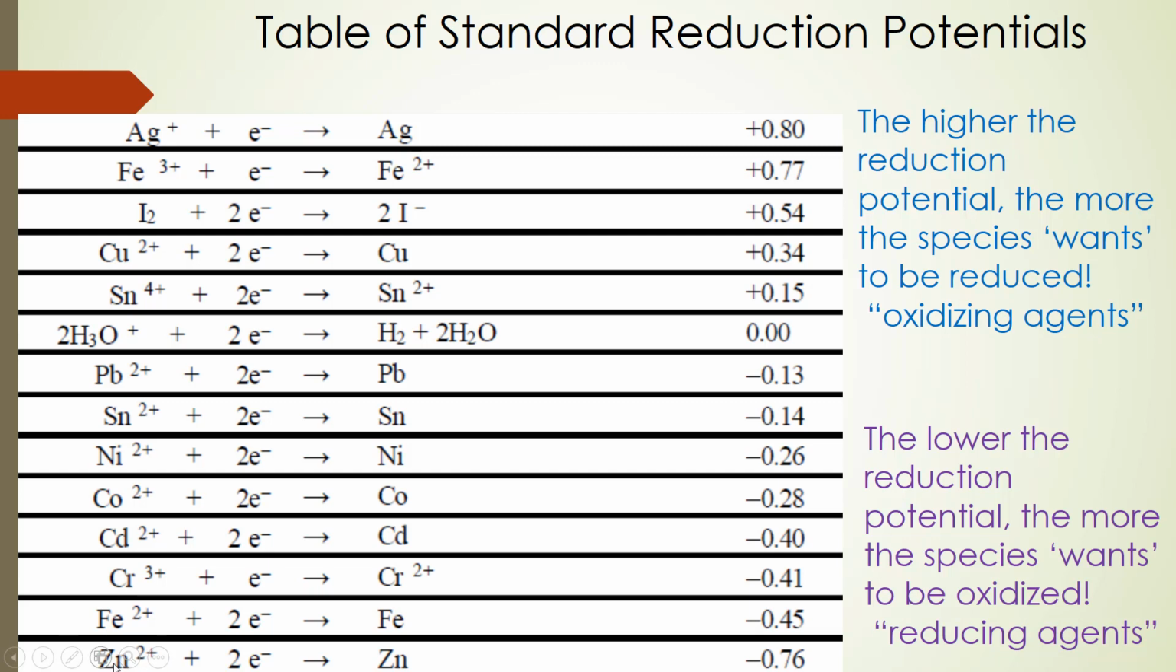Down at the other end of the spectrum, we have zinc 2 plus going to zinc metal, and that reduction potential is negative 0.76. Highest reduction potential, lowest reduction potential, at least on this chart. Easiest to reduce, silver plus. Hardest to reduce, zinc 2 plus. Generally, elements down in this range with these negative potentials are going to be found in the anode position. So the partner in an electrochemical cell with the higher reduction potential is going to be the cathode.